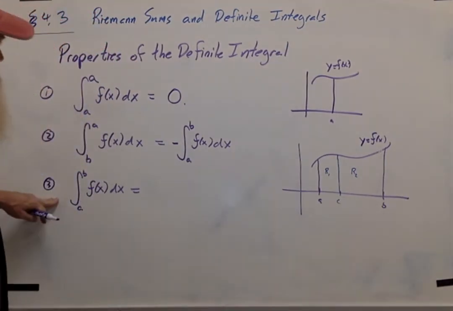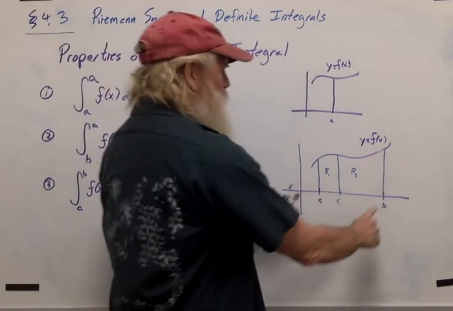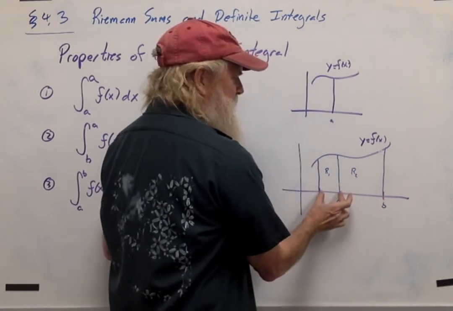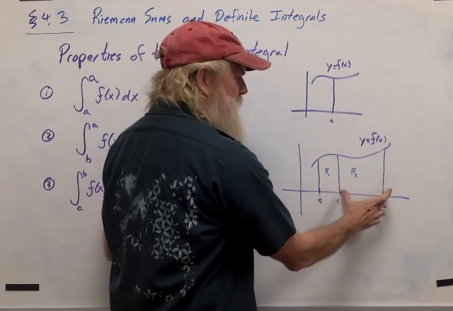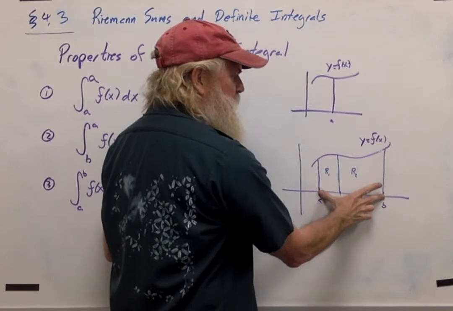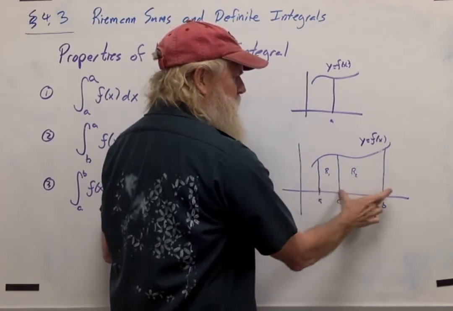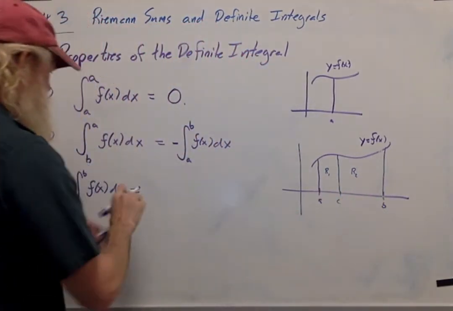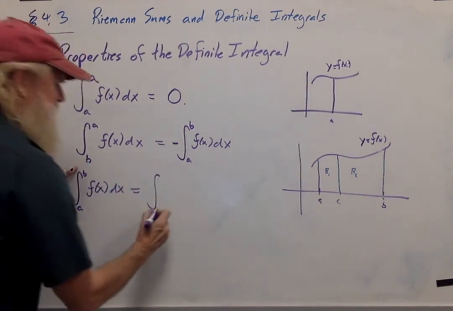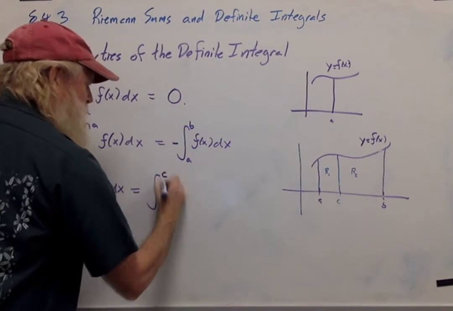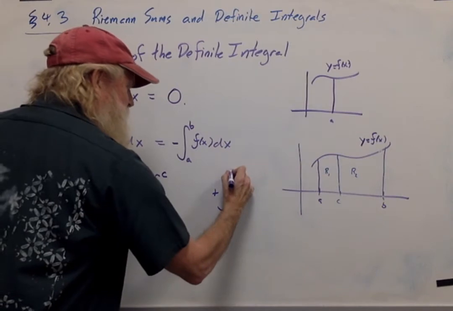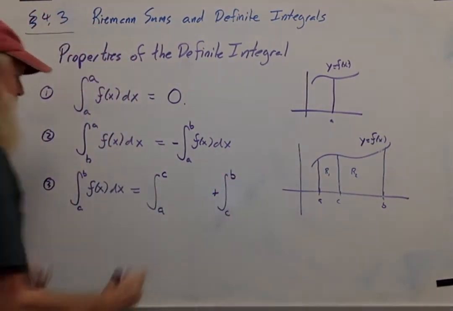So what this third property is saying is that the total area between a and b is equal to the area between a and c plus the area between c and b. So the area of the big region R is equal to the area of R1 plus the area of R2. So in symbols, the area between a and b is equal to the area between a and c plus the integral, or the area, between c and b.